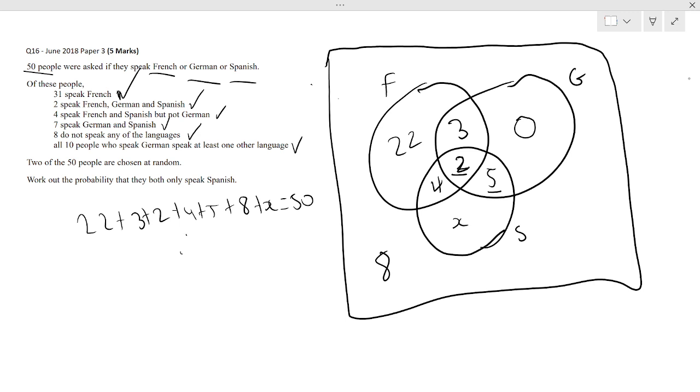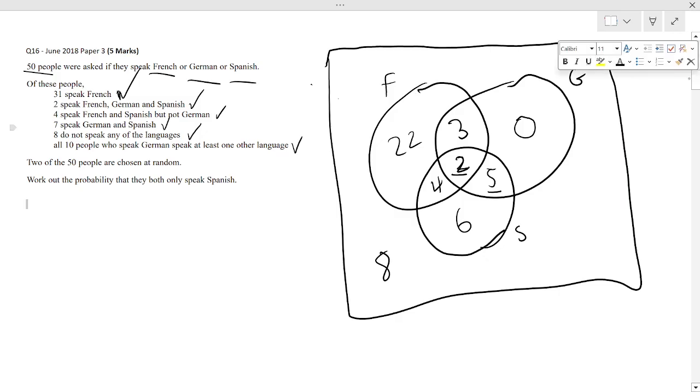That'll be 44. Add this missing number x is 50. Therefore, x is 50 take away 44, which would be 6. So this last bit has to be 6, the people who only speak Spanish. Okay, cool. So we filled in everything now. Now we can work out probabilities. That's the whole reason why we do this, right?